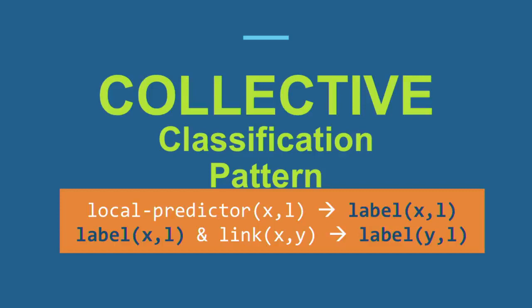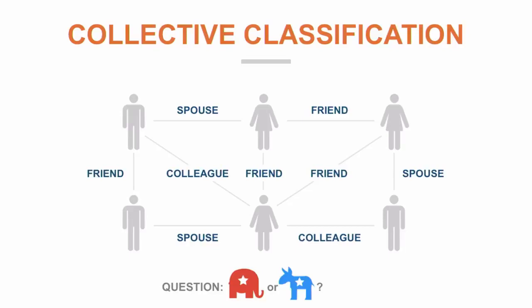And let me ground this in a really simple toy problem. This is a problem where I have a social network. I'm trying to infer some label, in this case, a political label. But you can think of any kind of binary classification problem on a network. And usually in these problems, you have some labels given, and then you have some set that are unknown that you're trying to predict. And you want to do this in kind of a joint way.